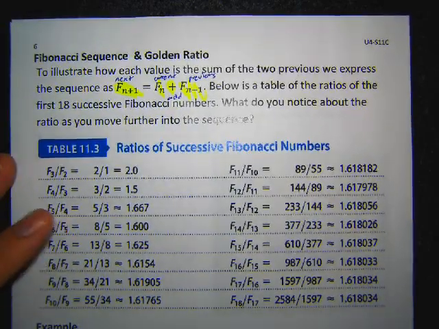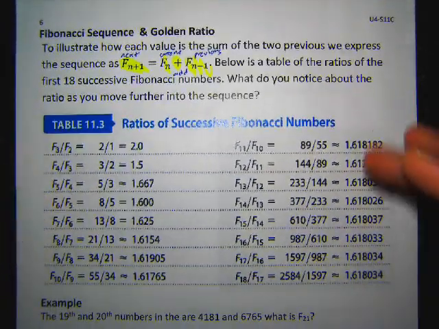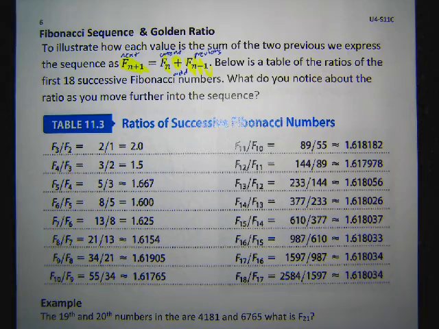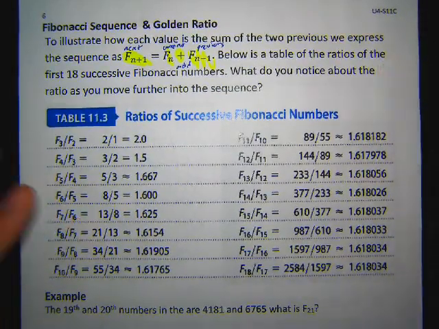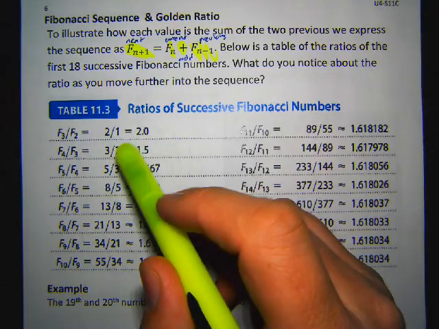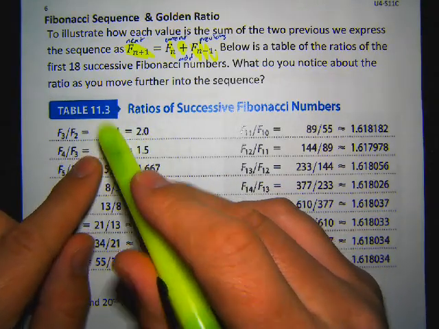Now below, someone took these, your book I should say, took these first 18 Fibonacci numbers. They skipped the very first two because 1 over 1 is kind of silly. 1 over 1 is 1. But they made ratios, they made fractions. So we got 1, 1, 2. Well, there's 2 divided by 1. And then we're just taking the next number divided by the previous number.